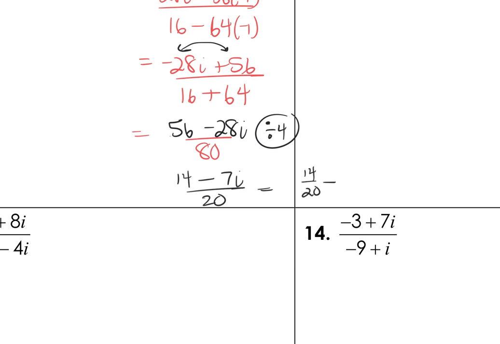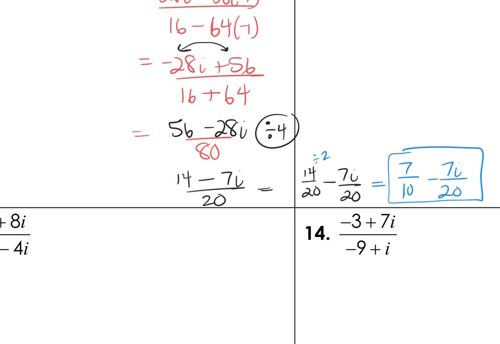14 over 20 minus 7i over 20. Now, this part here, the 7i over 20, can't be simplified anymore, but 14 over 20 can. So I'll just divide these by 2, and I end up getting 7 over 10 minus 7i over 20. We always want to simplify as far as possible and make it real then imaginary.